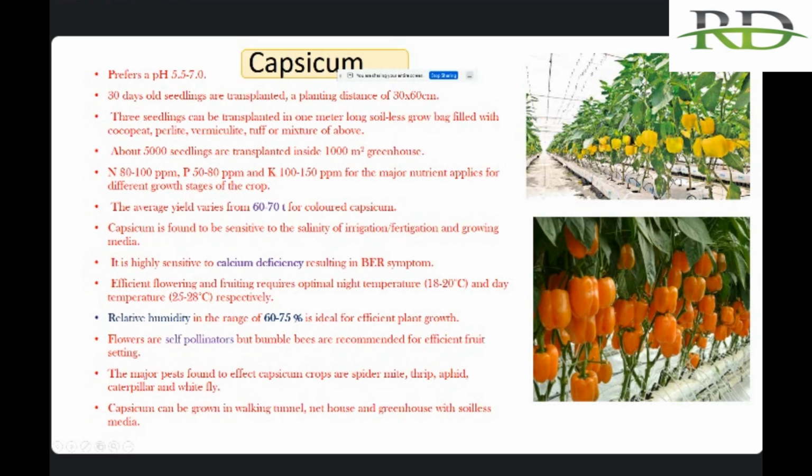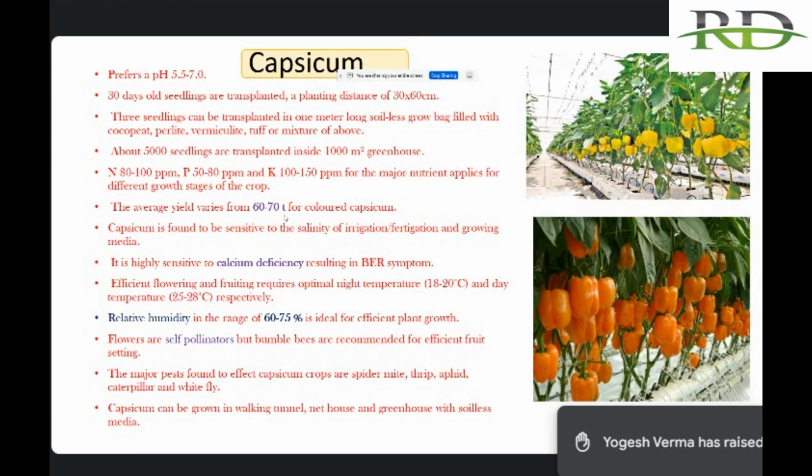The average yield which can be given by any colored capsicum in hydroponics is 60 to 70 tons. Also, this crop is highly sensitive to calcium deficiency, which results in blossom end rot symptoms. So from time to time, we have to check for these symptoms also. And the relative humidity and temperature are given here.